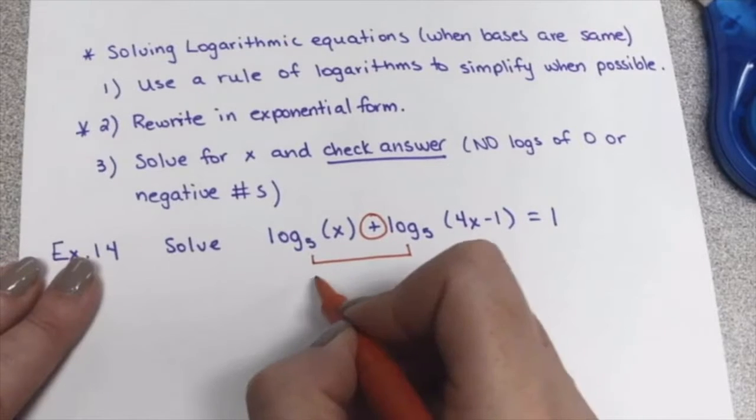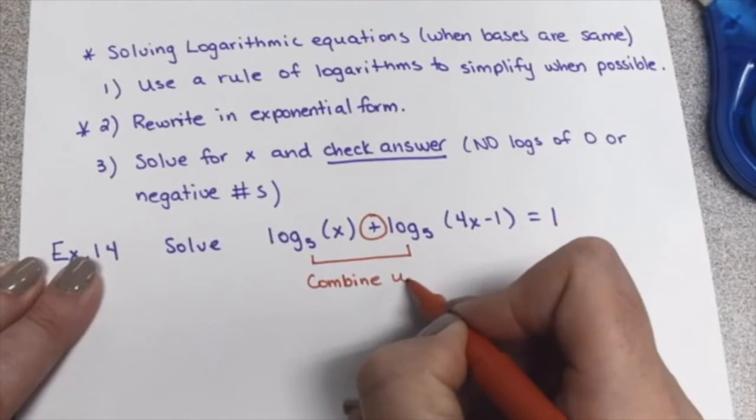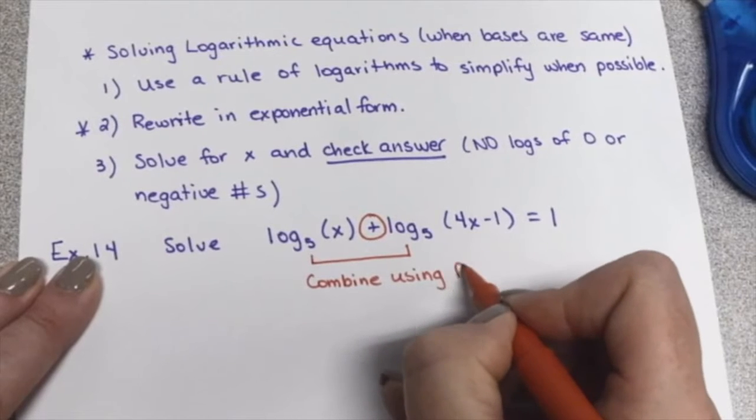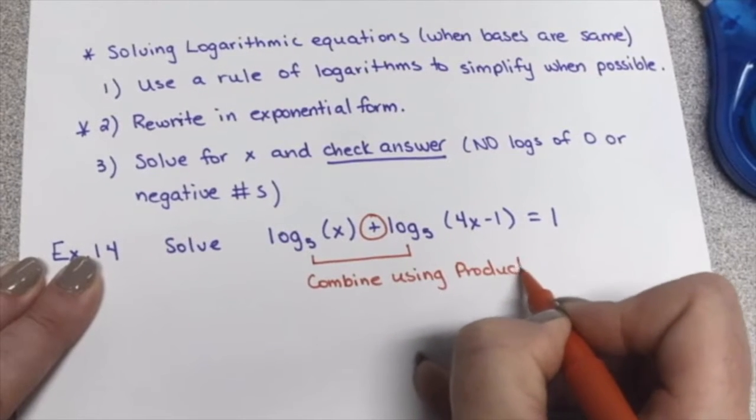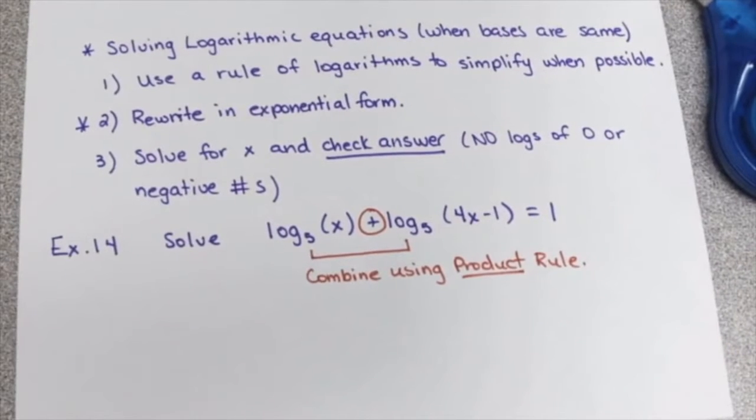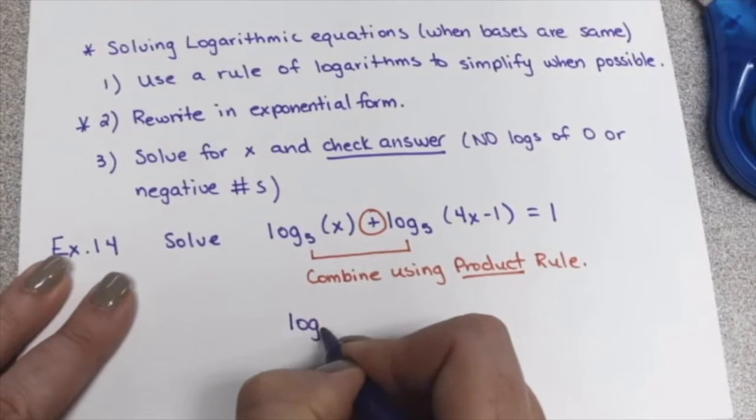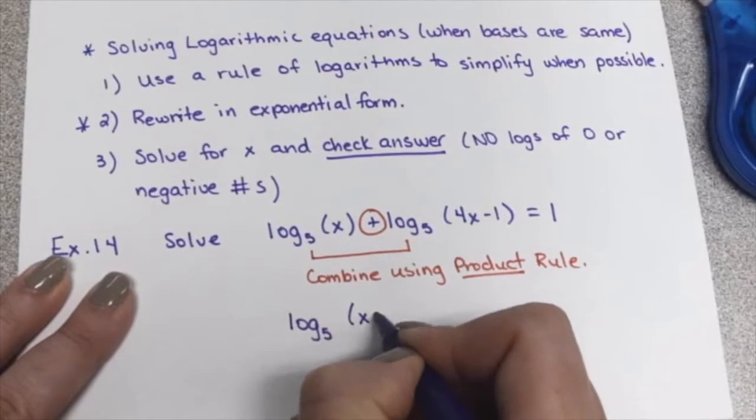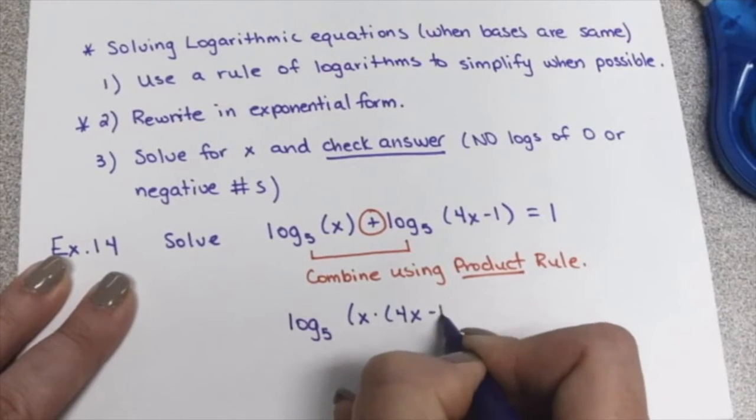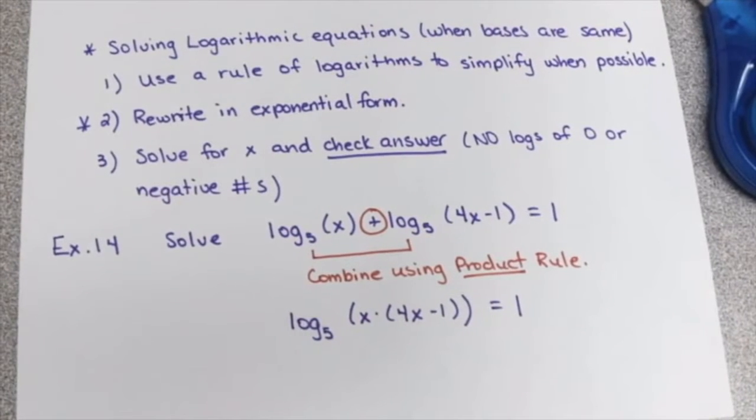The multiplication rule, which is called the what? Product rule, right? So we're going to combine these using the product rule. What if it would have been a subtraction? What rule would we have used instead? Quotient rule. Okay, so we're going to combine using the product rule. So we're going to do the log base 5 of x times 4x minus 1. In other words, we're condensing it down into one log term using product rule.